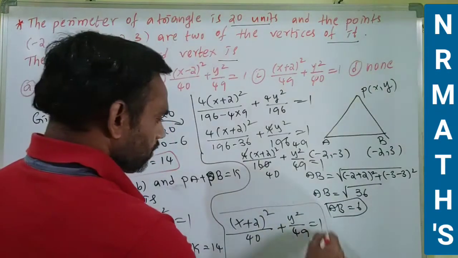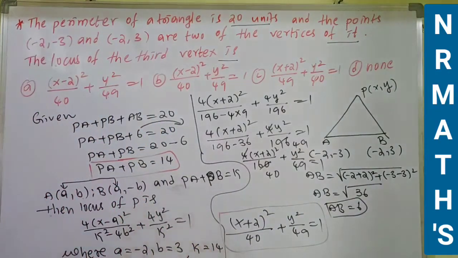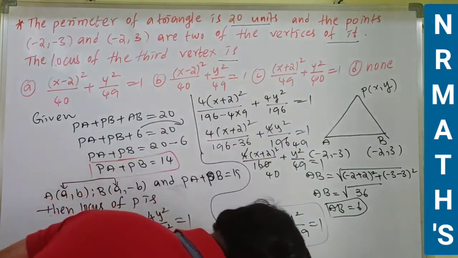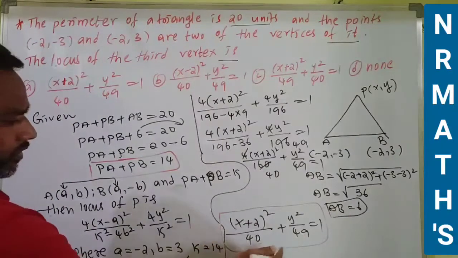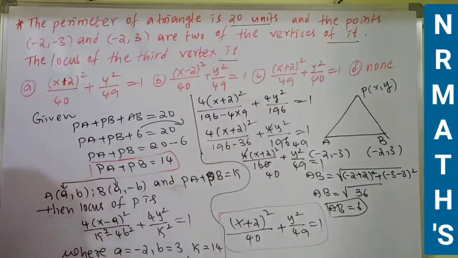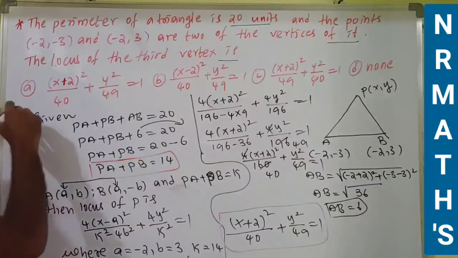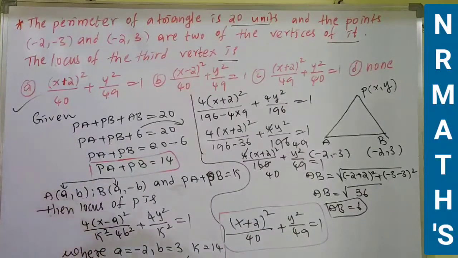It is the locus of P. Now look at the option here: (x plus 2) whole square by 40 plus y square by 49 is equal to 1. Now the option is the first one, and that means A is the option.